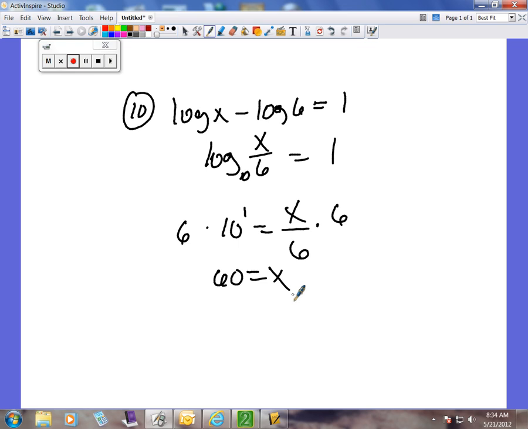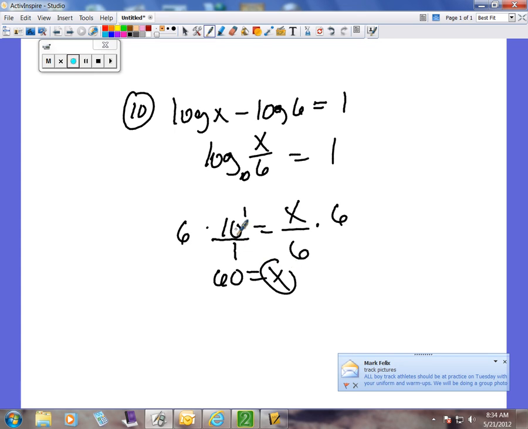Or, teach sometimes to put it over 1. We have a ratio here equal to a ratio. Then you could cross multiply. 1 times x, which is x, equals 6 times 10, which is 60.